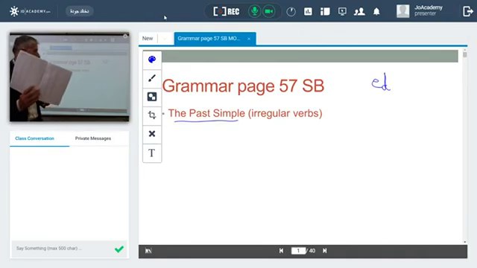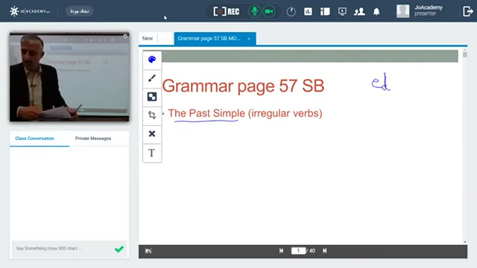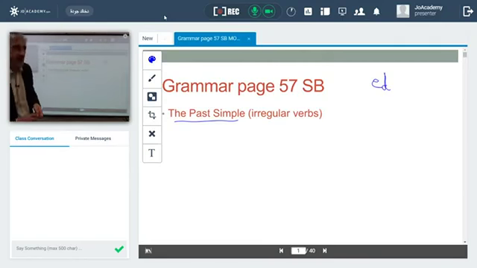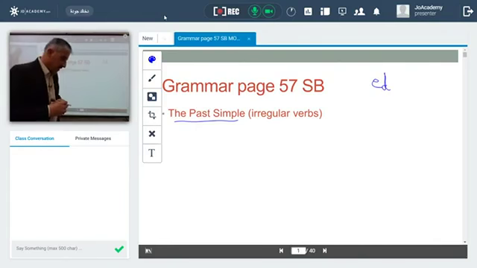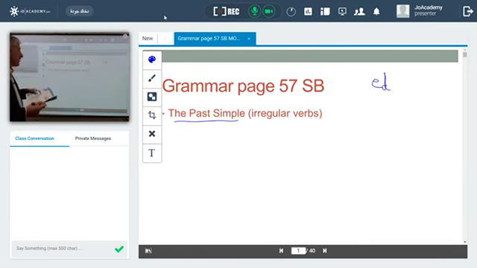We need to memorize the past and the past participle for all these verbs so we can do the right grammar. When we answer some tense, we have to know the form of the verb. Is it past, or is it past participle, or is it present? So today we are going to talk about the past simple, the irregular verbs, and we have one exercise, page number 57. Okay, the irregular verb.